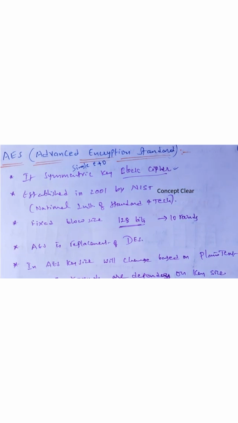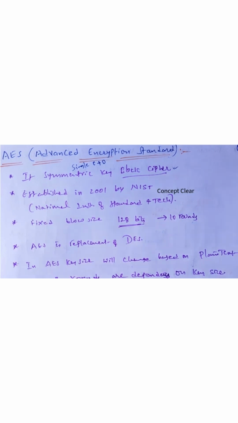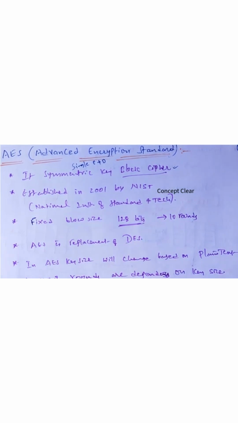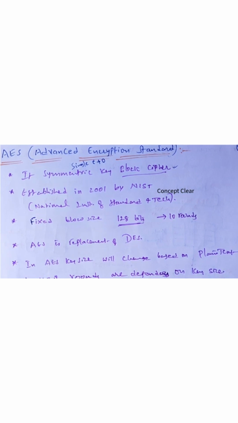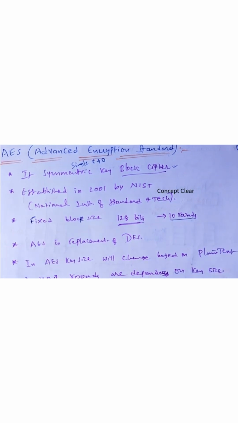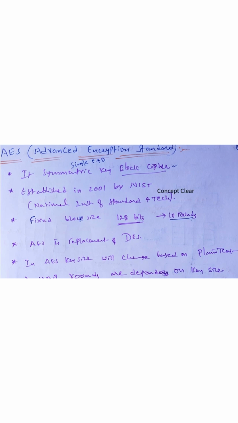Next, the AES algorithm was established in the year 2001 by the National Institute of Standards and Technology. It contains a fixed block size of 128 bits, and it will perform totally 10 rounds of round operation. And what about DES? In DES we are performing 16 rounds. Here we are performing 10 rounds.